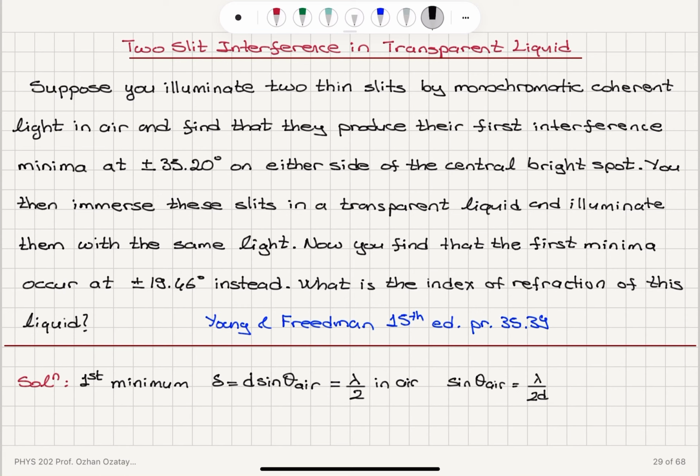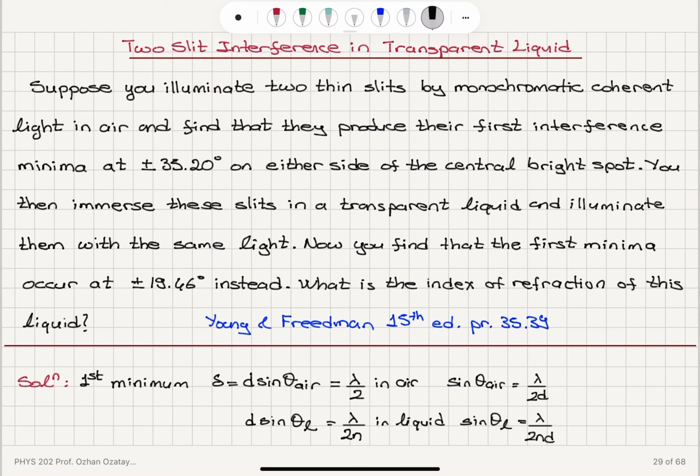Now, if this experiment is performed in a liquid, it's going to be d sine theta in the liquid. That's lambda divided by n, divided by 2. So it will be lambda divided by 2n because the wavelength of light decreases inside the liquid from lambda to lambda over n. So this is in the liquid, and therefore we find that sine theta liquid for the first minimum will be equal to lambda divided by 2nd.